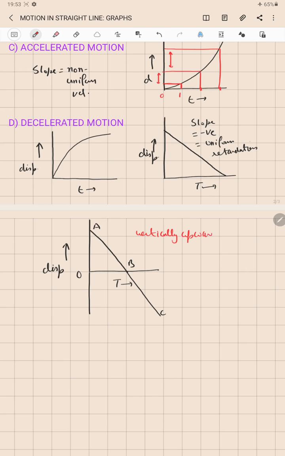vertically upward motion, where the body is suffering a uniform retardation equal to the acceleration due to gravity, that is minus 9.8 meter per second square. But the BC portion of the graph represents uniform acceleration when the body starts its journey in the downward direction from its highest point, because it is now moving in the direction of the acceleration due to gravity, so its velocity is continuously increasing and it is suffering an acceleration equal to the acceleration due to gravity, that is plus 9.8 meter per second square.